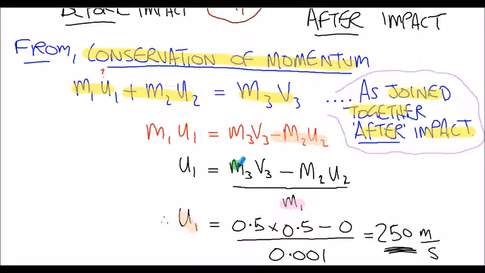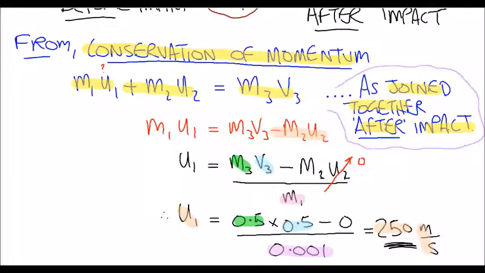So m3 in this case, the combined mass of the pellet, plasticine and truck, is 0.5 kilograms. And in this case, the initial velocity of the truck and the plasticine is 0, as we're told the truck is initially stationary. Hence a 0 in our equation here. We simply then divide by the m1, which is the mass of the pellet, which is 0.001 kilograms. Evaluating the speed of the pellet, it is 250 meters per second.